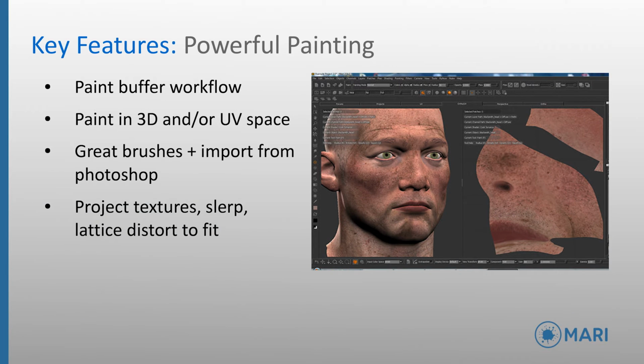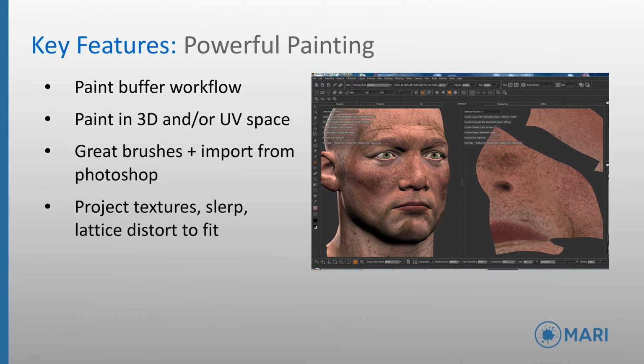Let's now move on and take a look at some of the key features of Mari that set it apart from its competition. Firstly, their painting capabilities. Mari uses a unique paint buffer workflow where you are painting onto a piece of digital glass that is projected onto the canvas. This allows artists to reuse paint strokes and decide when to bake this projection down onto UVs. Artists can work in both 3D space and UV space at the same time, as seen on the image on the right, offering the utmost in flexibility.